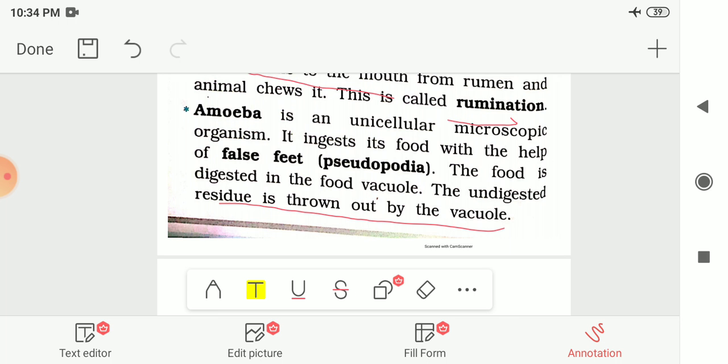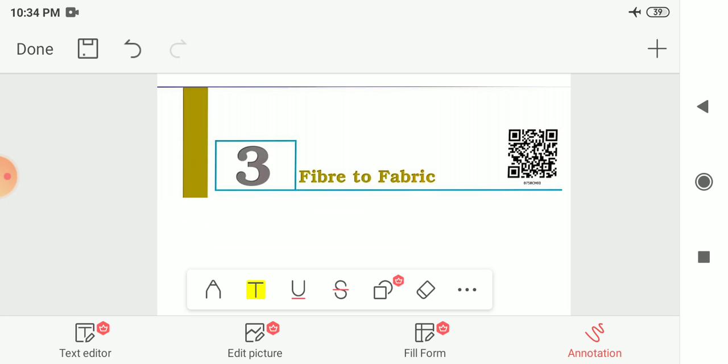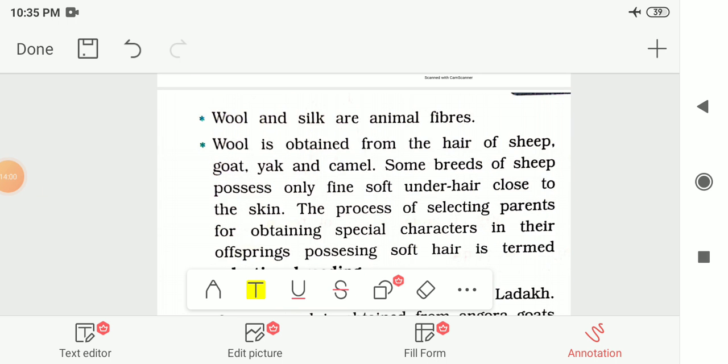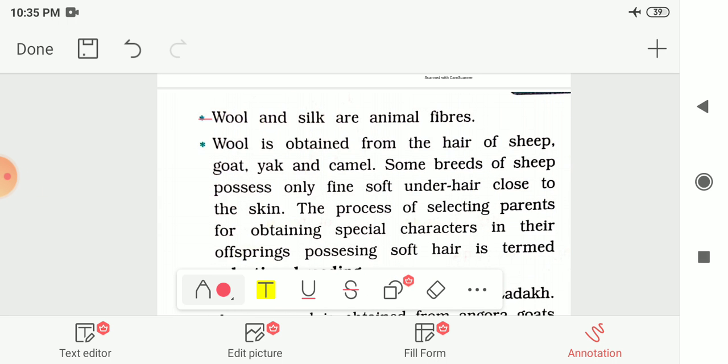So these are the things we had seen in chapter number 2, that is nutrition in animals. Now the next chapter is chapter number 3, that is fiber to fabric. In this chapter we had seen that wool and silk are animal fibers. Now we had seen from what we are getting the wool and silk.